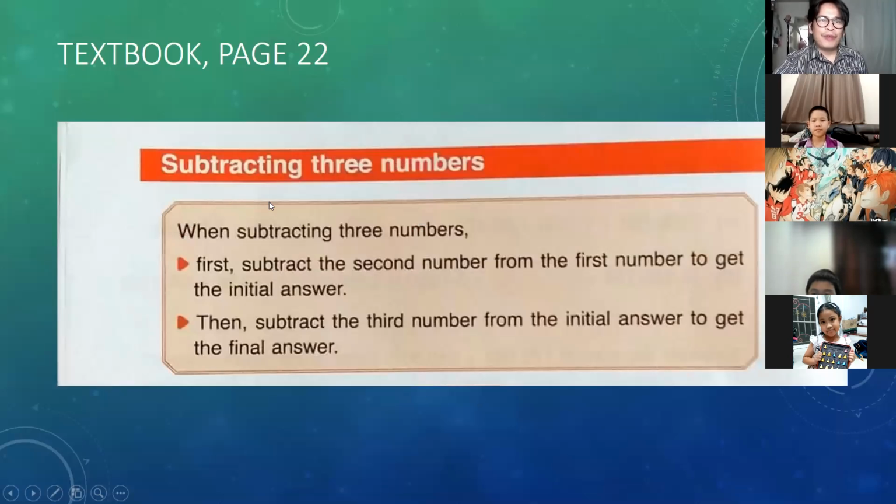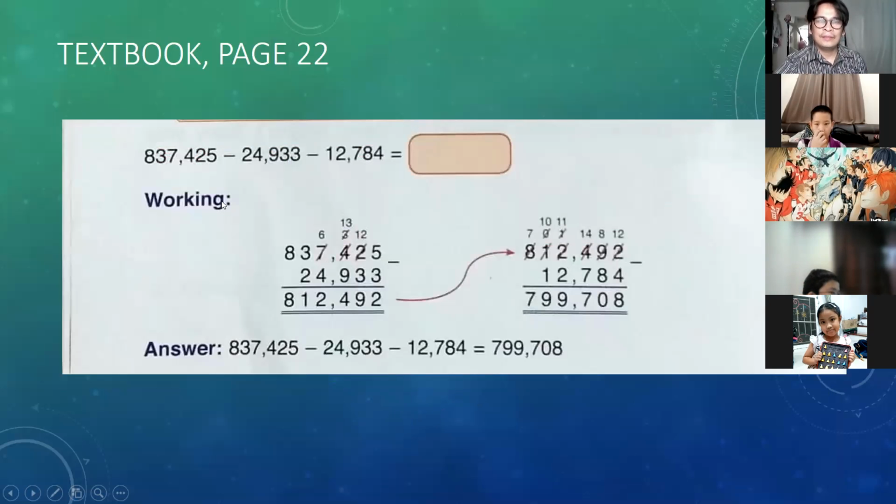Okay, let's subtract 3 numbers. When subtracting 3 numbers, first subtract the second number from the first number to get the initial answer. And then subtract the third number from the initial answer to get the final answer. Okay, look at this example. 837,425 minus 24,933 minus 12,784. So we are going to use the second method, sorry.